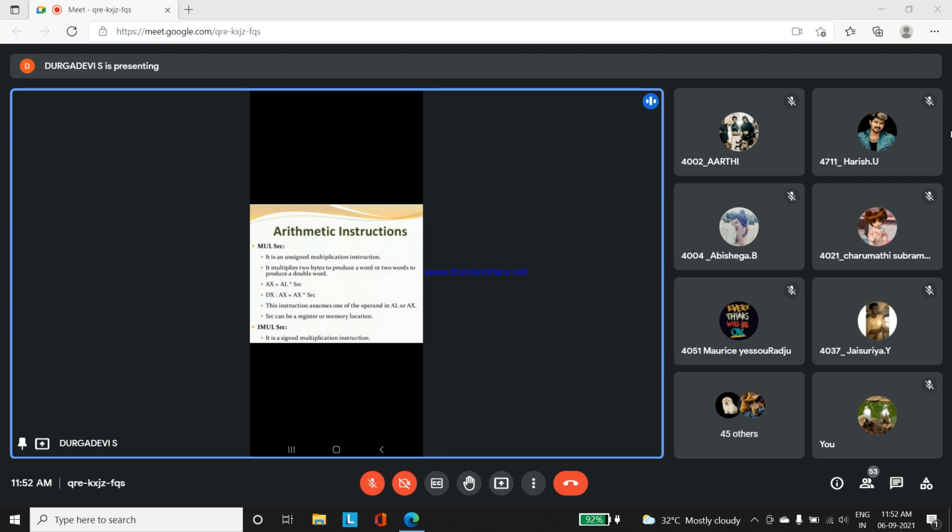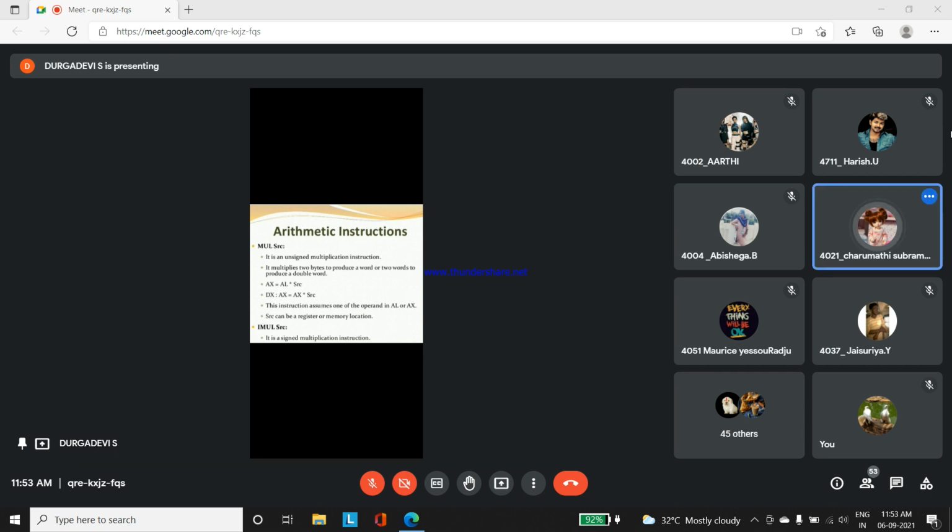In the place of SRC, you can write BX combination or CX combination or DX combination, anything you can write. This is the general form. SRC means don't take it as a register. The word they're giving is source. In the place of that, you can write BX or CX or DX, anything. Is it clear? Yes, ma'am.